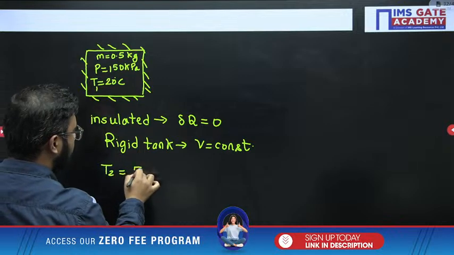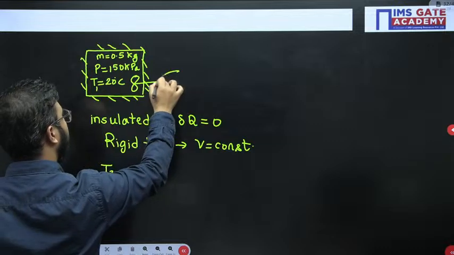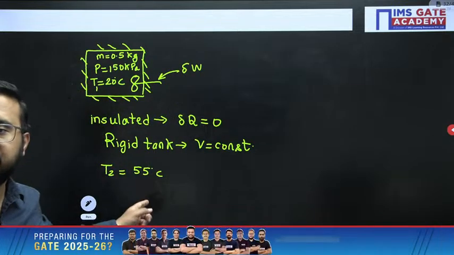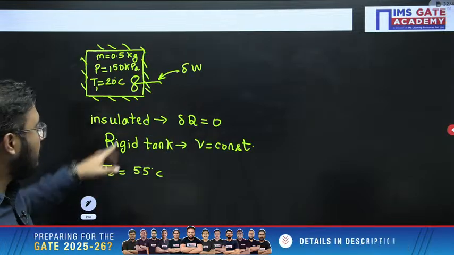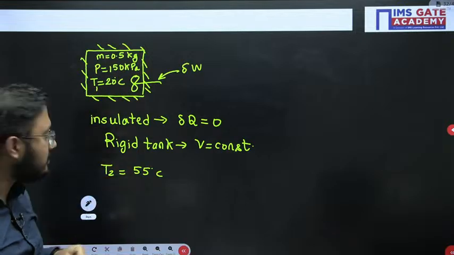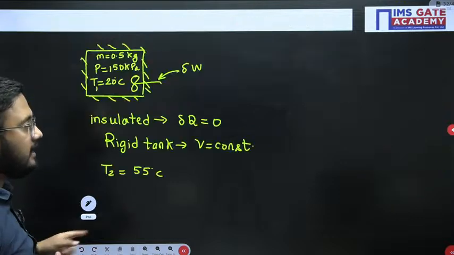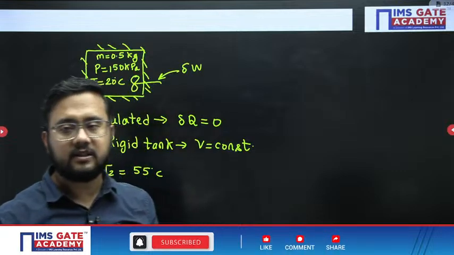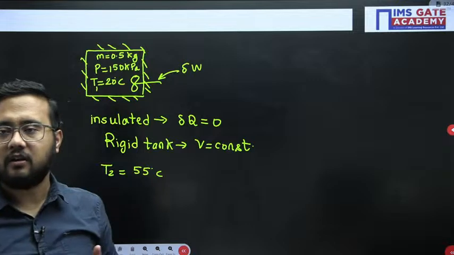Because there is external work done on the system from the paddle wheel. Work is supplied to the system. And because of that, yes, option D, Ashok, correct. Option D is the correct answer. Because of the external work done on the system, what will happen? The temperature increases to 55 degrees Celsius, right? Now, they are asking the exergy destroyed, or maybe they will change the word to irreversibility, right? Because irreversibility is the lost potential.